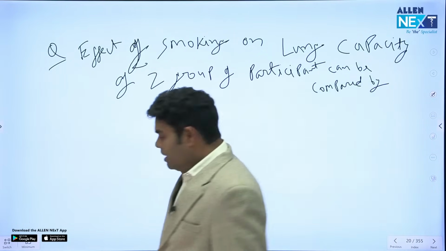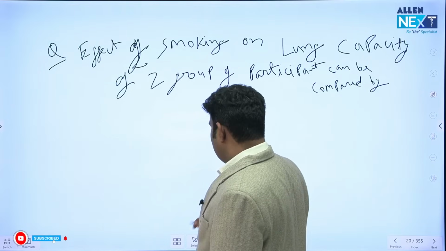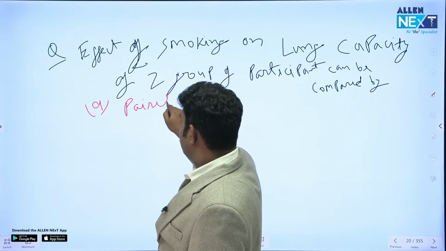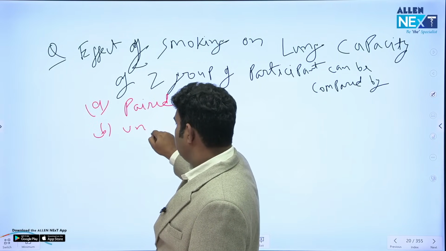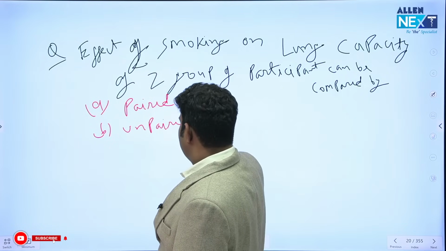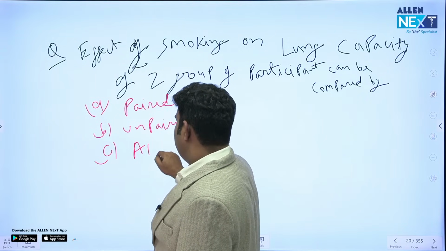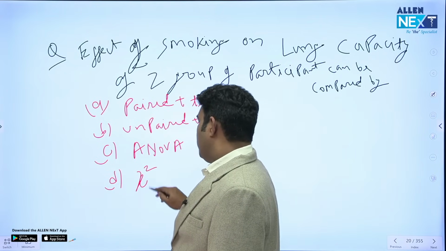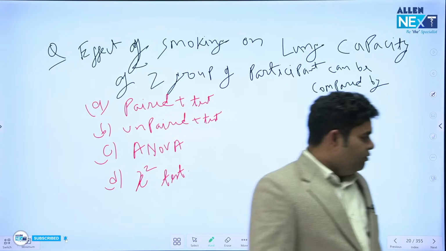So, which test will you apply here? Options are A, paired t-test, B, unpaired t-test, C, ANOVA, or D, chi-square test. Give me the answer. I'm waiting for your answer.